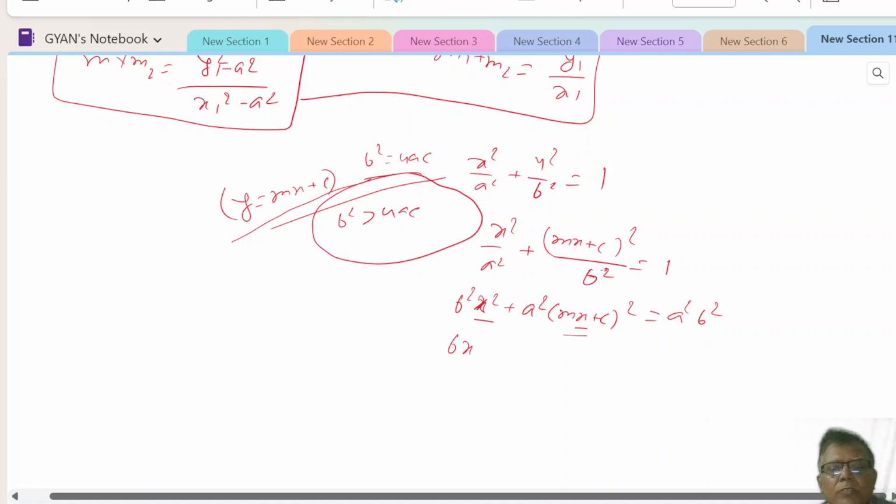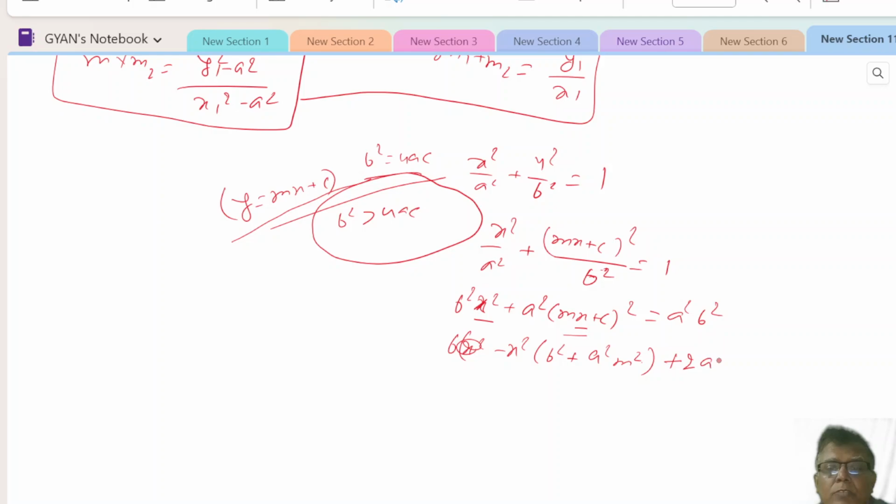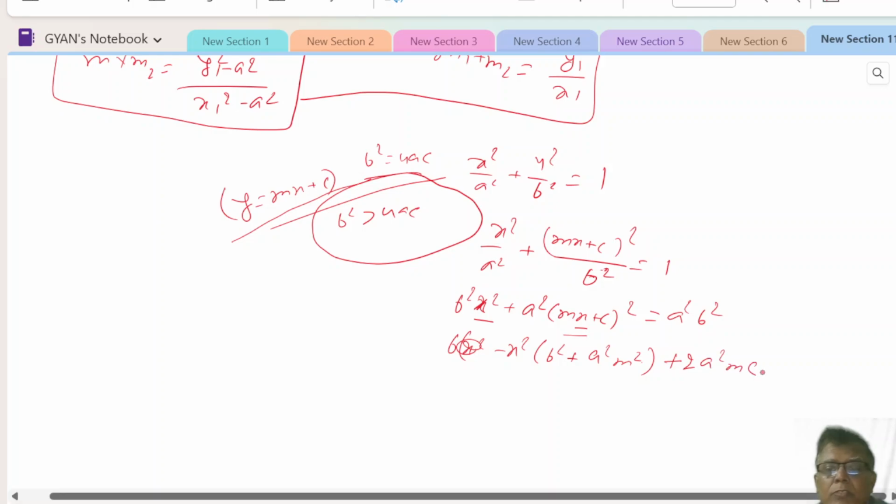Suppose x square take common, so b square plus a square m square, plus 2 a square m c into x, plus a square c square minus a square b square is equal to 0.